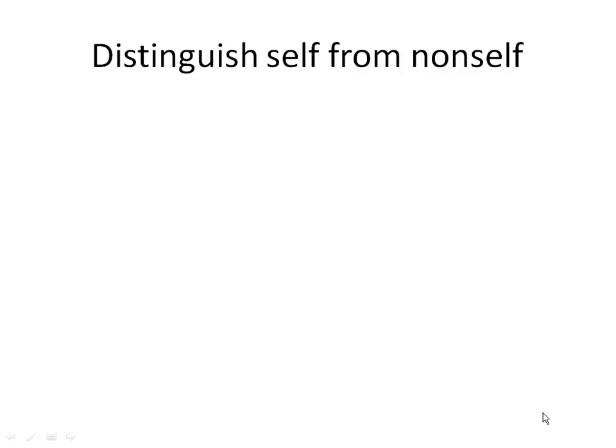All right, continuing part 2. We're on the third key feature of the adaptive immunity, which was distinguishing self from non-self.